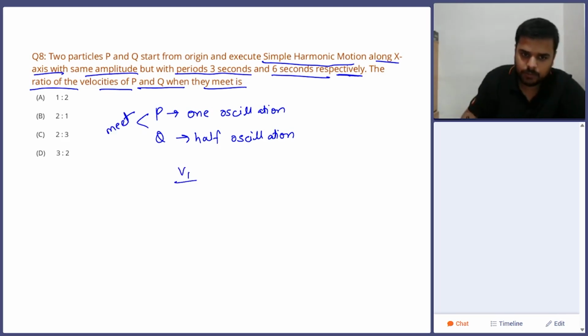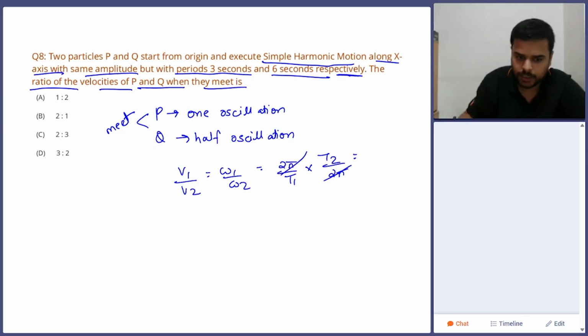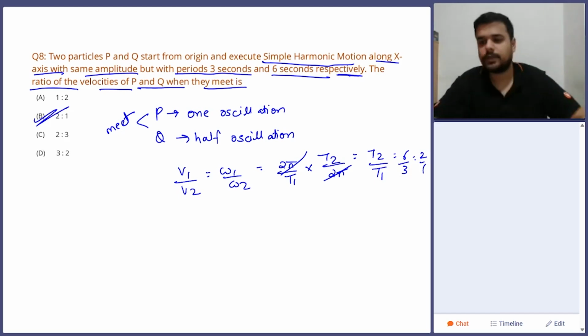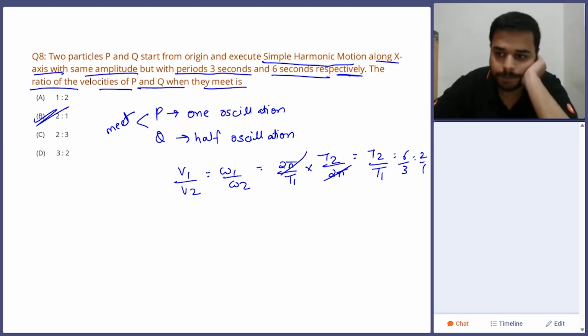So now V1 by V2 is equal to omega 1 by omega 2, right? So 2 pi by T1 is omega 1, divided by omega 2, so T2 upon 2 pi. 2 pi got cancelled, T2 by T1, which is 6 by 3, which is 2 by 1. Option B. Okay.